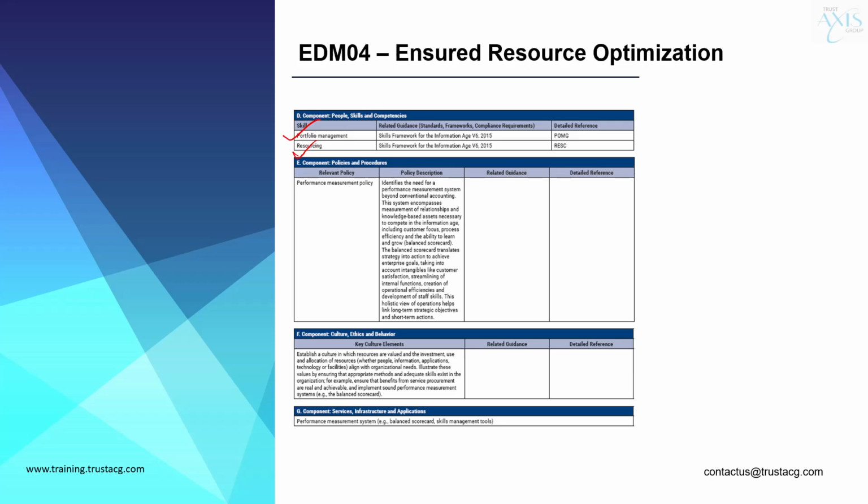Okay. So now that you know what kind of people skills and competencies must be in place, the other thing that you need to have is identifying what policies you need to curate, okay, in order to support this governance objective.